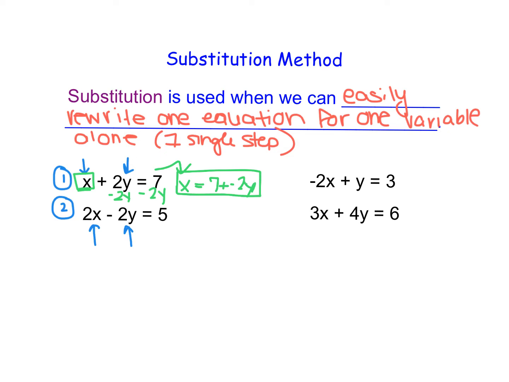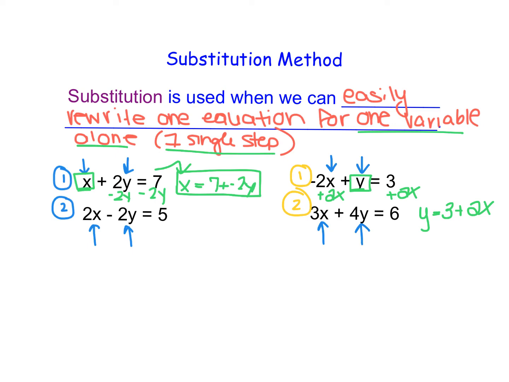If we look over at the next example, here we have equation 1 and equation 2, and again we have four variables. We have x in the first equation, y in the first equation, x in the second equation, and y in the second equation. What I notice here is I could get this y in the first equation by itself really quickly in one single step if I were to add 2x to each side. So we would have y equals 3 plus 2x. So if you notice that you can rewrite one of those equations for one variable alone in one single step, that is a situation where substitution is going to be a good method of choice.